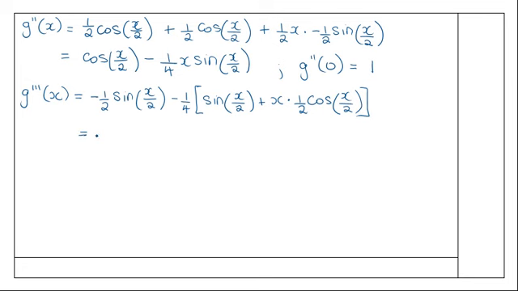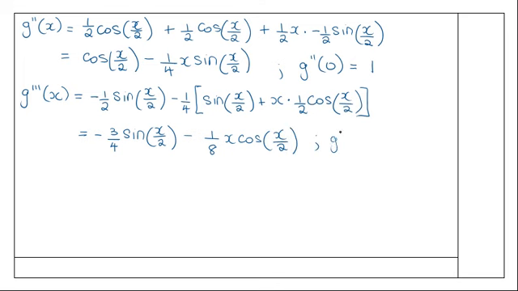Let's see if we can simplify this. We have two like terms here. Negative half minus a quarter, that's going to give me minus 3/4 sine of x over 2. And then this term, distributing the negative quarter, is going to give me negative 1/8 x cos of x over 2.